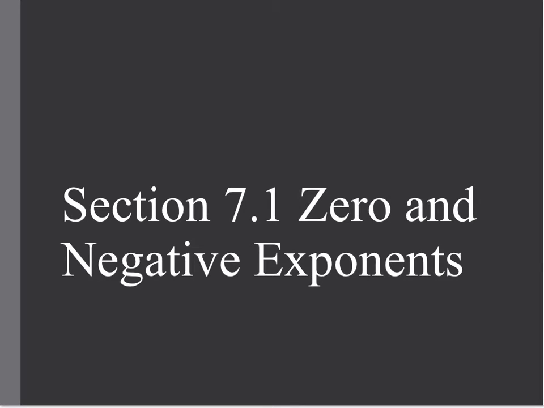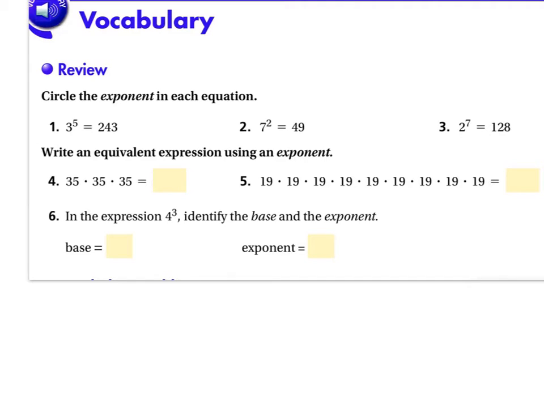Algebra 1, Chapter 7, Section 1, Zero and Negative Exponents. Circle the exponent in each equation. Well, the exponent is the number the base is being raised to. So in the first one it's 5, in the second one it's a 2, the third one it's a 7.